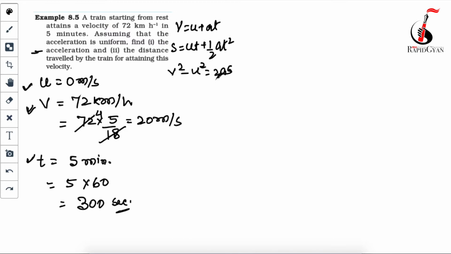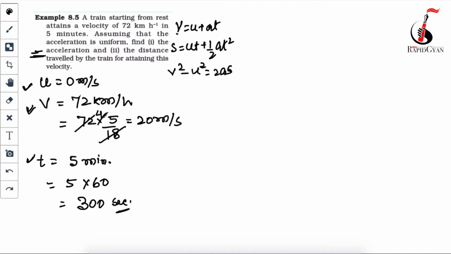Okay. So now in the first case you will have to find the acceleration. Whenever you have to find the acceleration, you will have to use any one of these three equations. Clearly I can see that v is given, u is given, a I will have to find out, and t is given. So how are you going to do this? Simply use this formula, v equal to u plus at. So I am using equation 1.